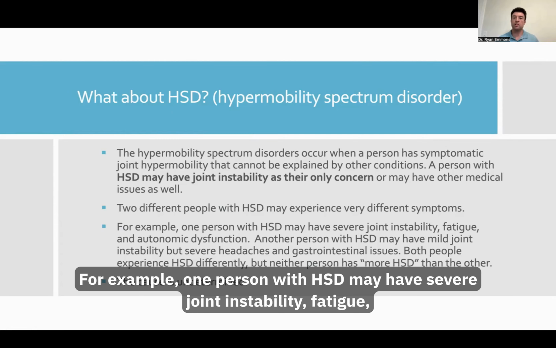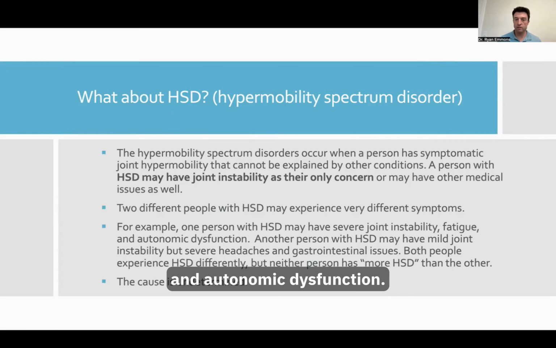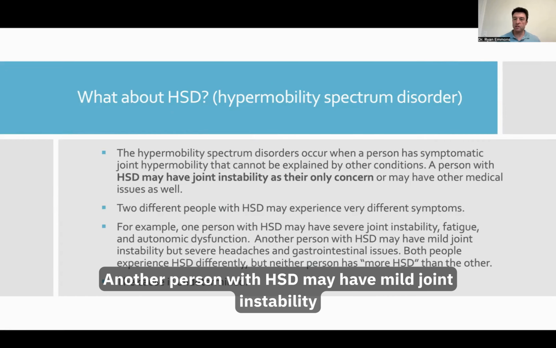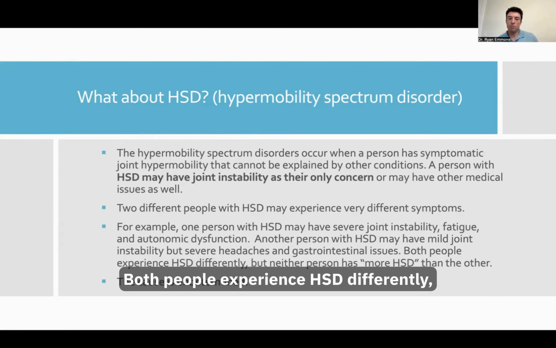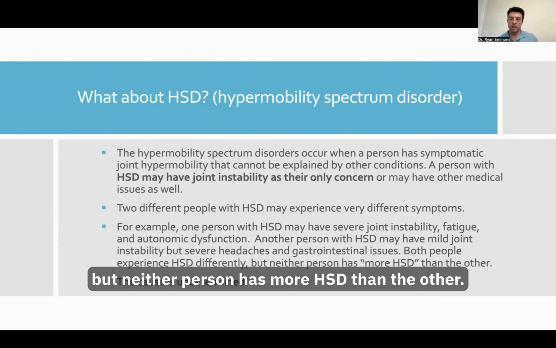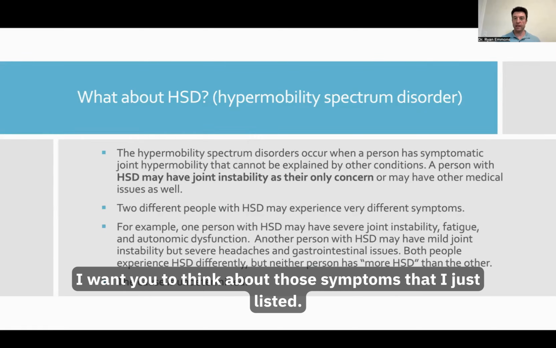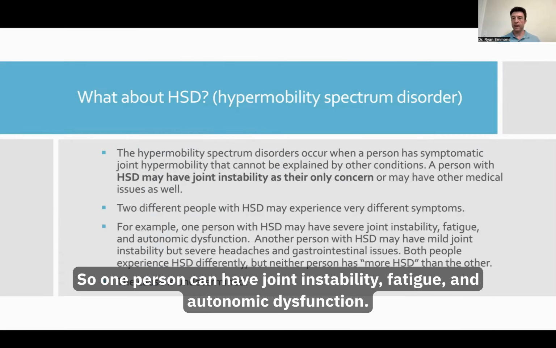For example, one person with HSD may have severe joint instability, fatigue, and autonomic dysfunction. Another person with HSD may have mild joint instability and severe headaches and GI issues. Both people experience HSD differently, but neither person has more HSD than the other. The cause is still undetermined. But I want you to think about those symptoms that I just listed. So, one person can have joint instability, fatigue, and autonomic dysfunction. Well, that sounds familiar.